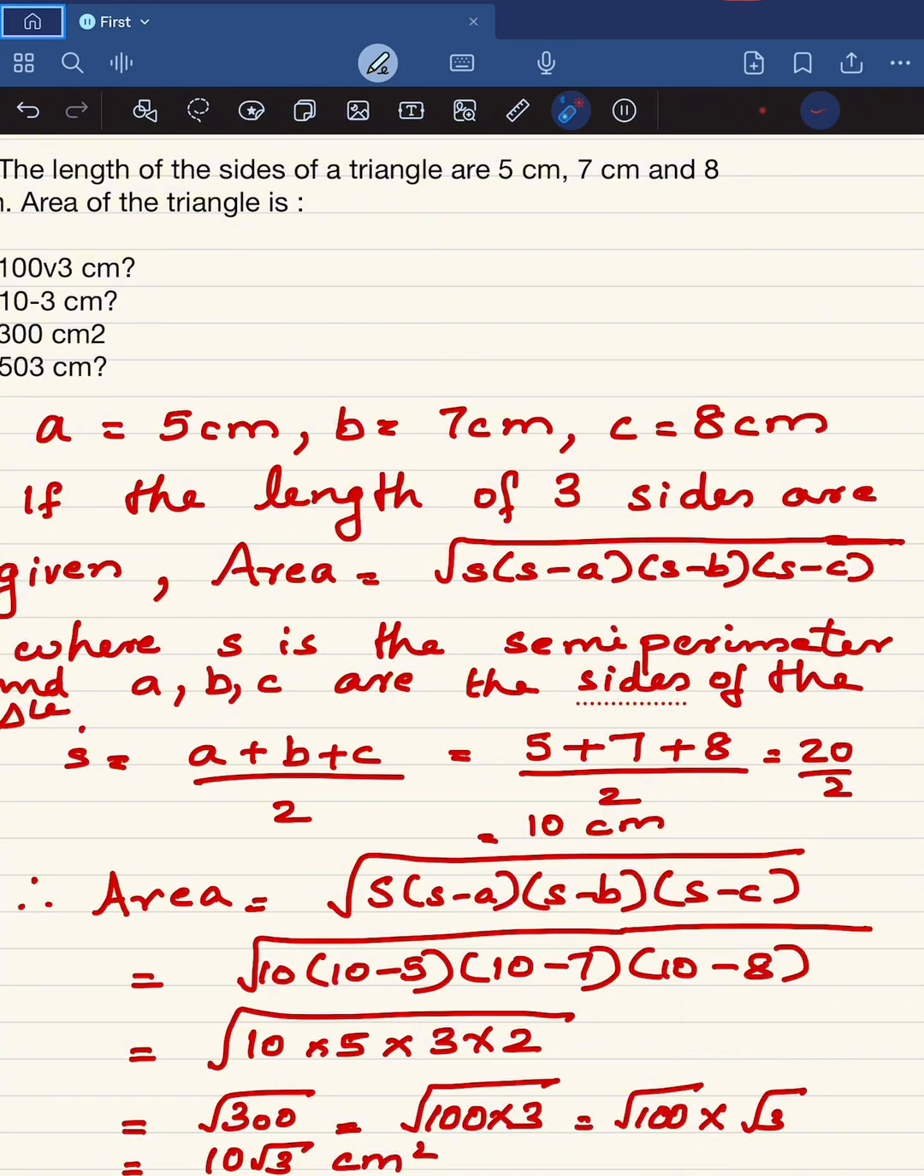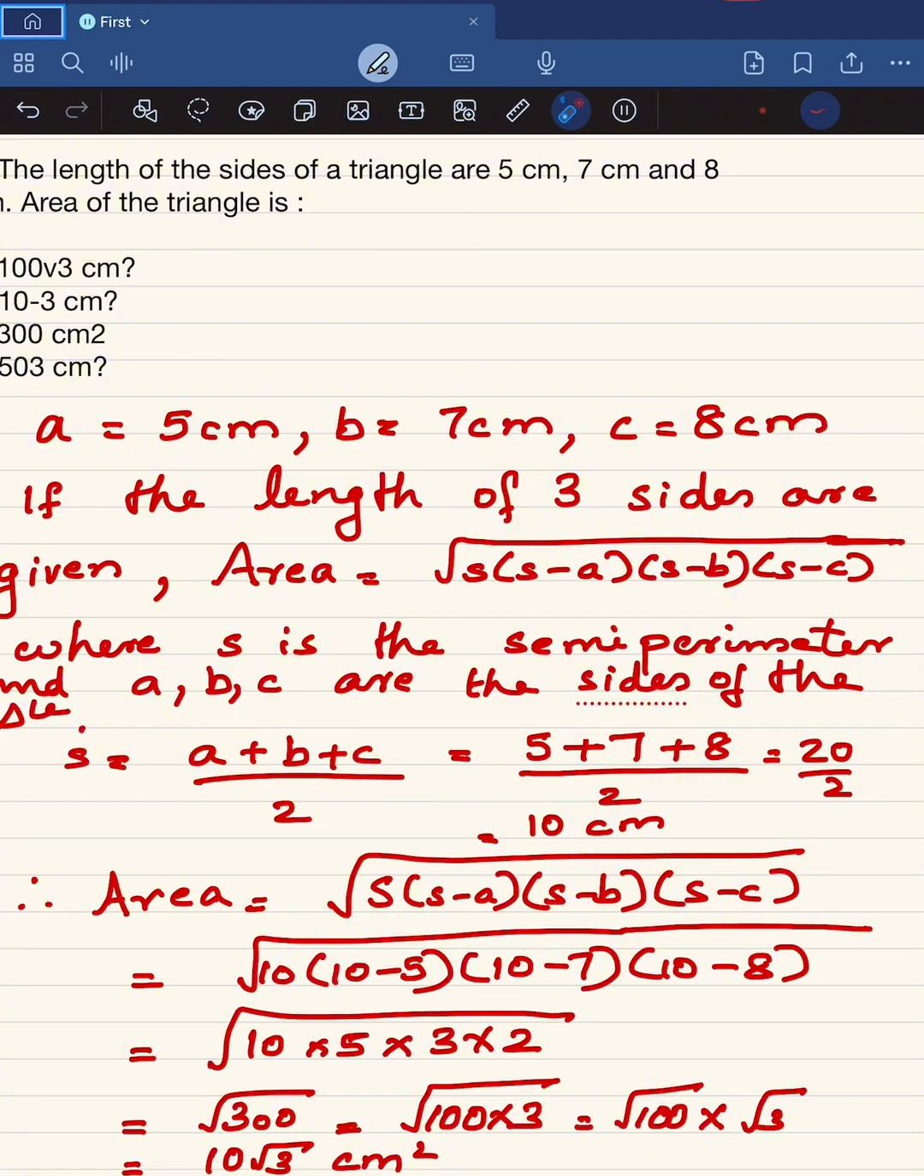But there is no exact value for root 3. You know root 3 is approximately 1.73, but we can't find it now, and we don't need to write that value. We only need to split these numbers. Root of 100 into root 3 is 10 root 3 centimeter square. The area is expressed in centimeter square.